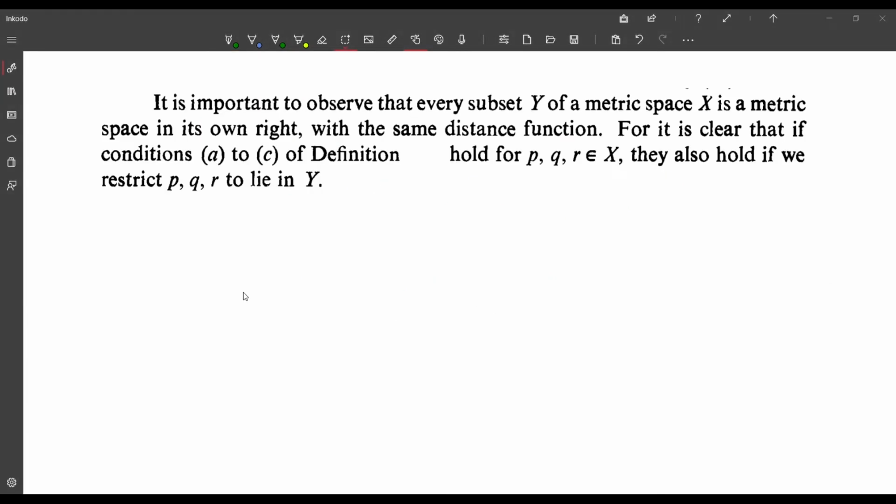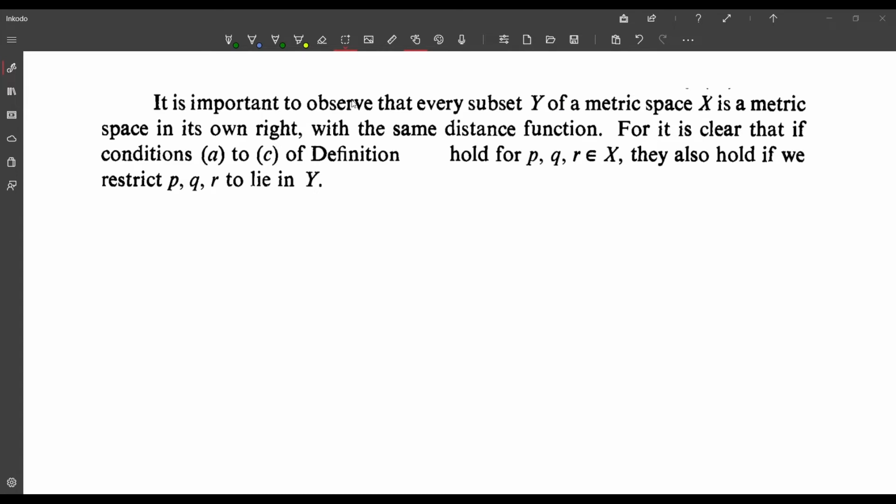It is important to observe that every subset Y of a metric space X is also a metric space in its own right with the same distance function. For it is clear that if the conditions A to C of the definition hold for P, Q, R in X, they also hold if we restrict P, Q, R to lie in Y, where Y is a subset of the space X.